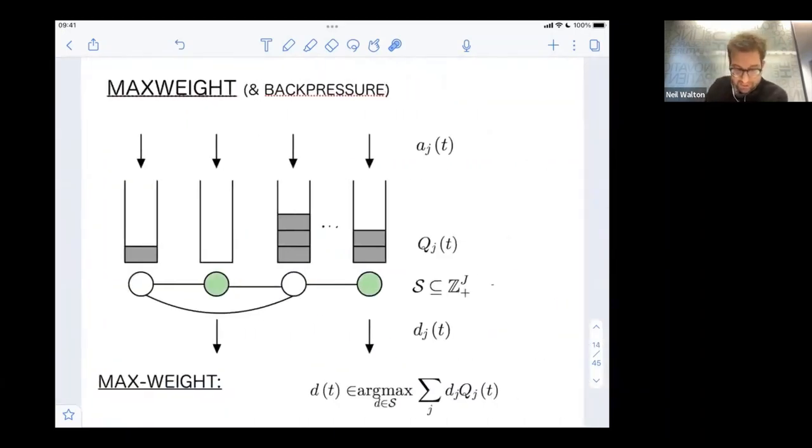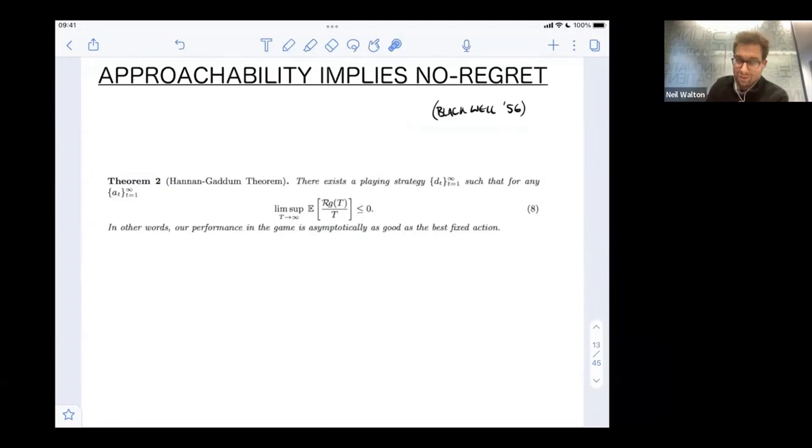Now I'm going to switch gears and start to talk a little bit about queuing. So that makes a connection between approachability and online learning algorithms, which is a well-established one that has existed for a long time, since 1956.